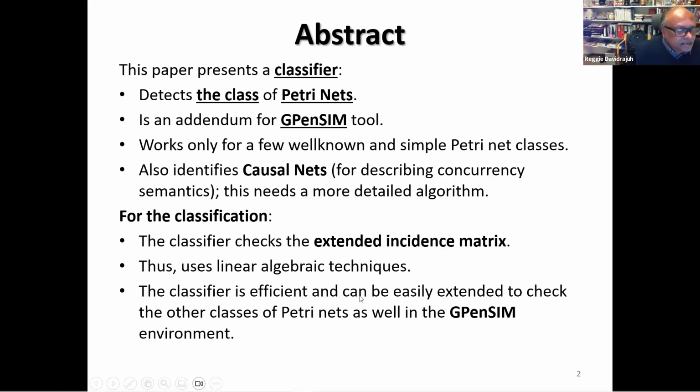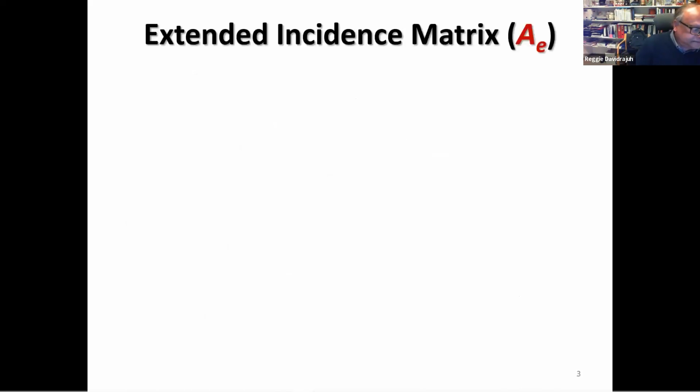So even though the classifier can only identify simple and well-known Petri net types, if anybody wants to extend this classifier to identify other types of Petri nets, it is easy, because I give you the code which you can take and extend to classify other types of Petri nets as well.